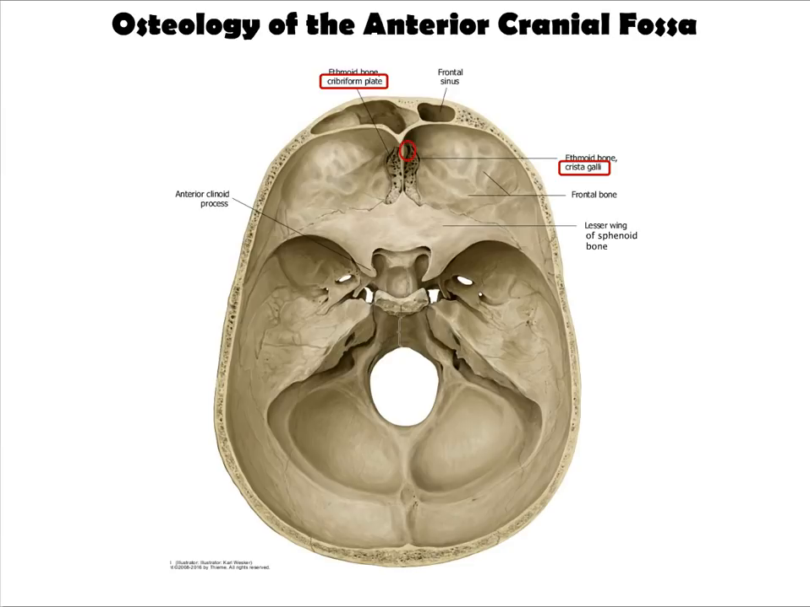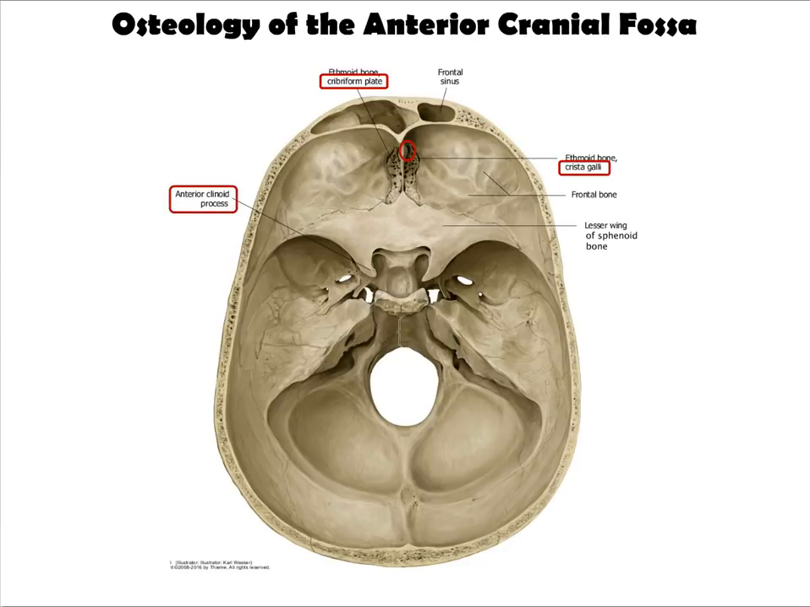Though it is not well visualized in this image, there is a small pit in front of the crista galli between the ethmoid and frontal bones called the foramen cecum. This opening communicates with the nasal cavity and transmits an emissary vein from the nasal mucosa and frontal sinus to the superior sagittal sinus. More on that in a moment as well.